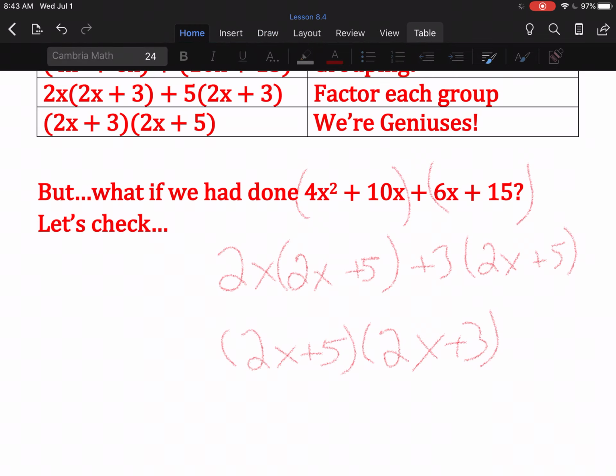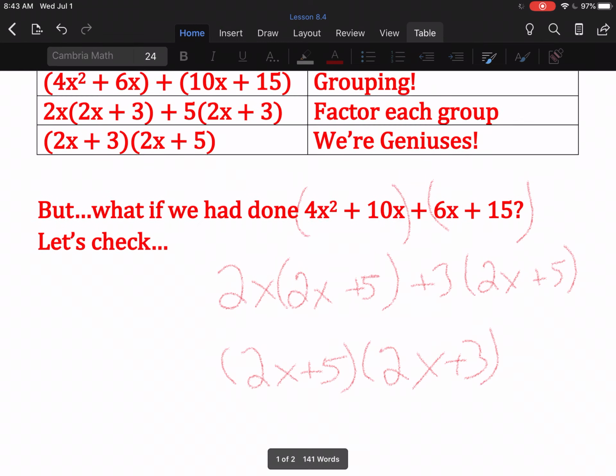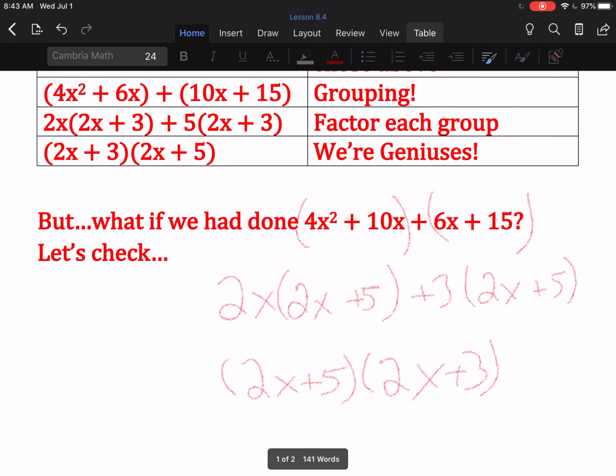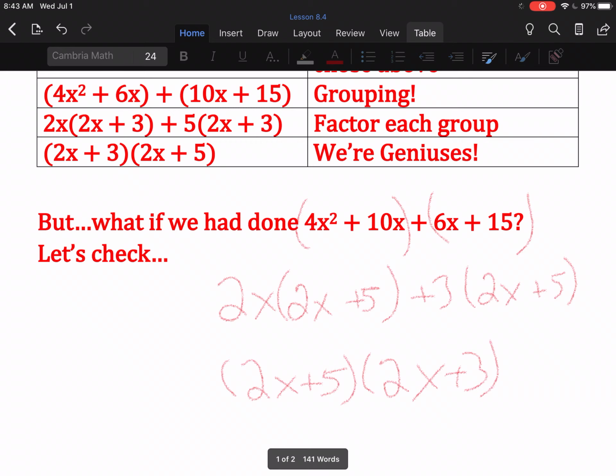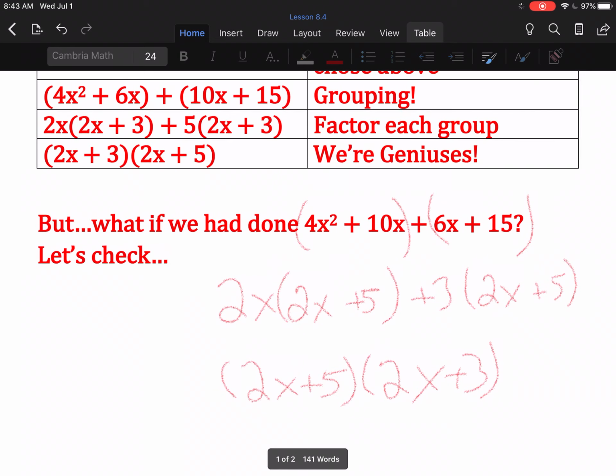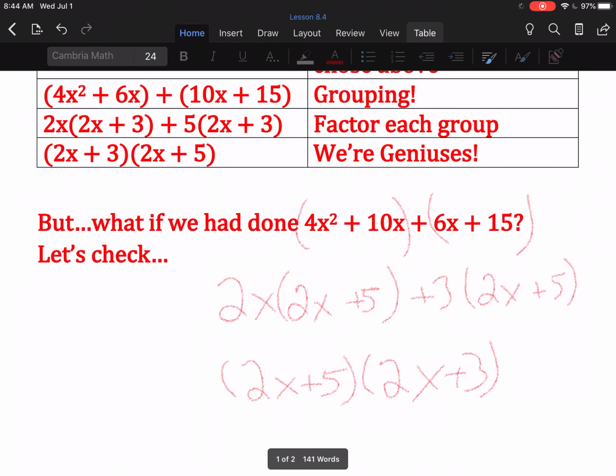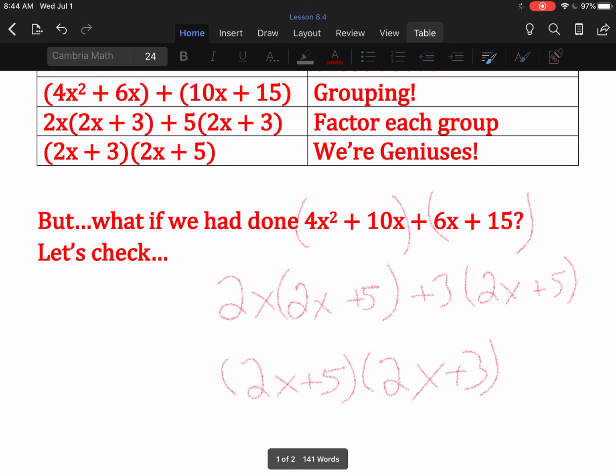Yes, it's the other way around, but that doesn't matter. Multiplication is commutative. I can write those binomials however I like. All it's going to change is your common binomial will flip. Instead of being 2x plus 3 like it was the first time, now it's 2x plus 5. In the end, though, we get the same answer.